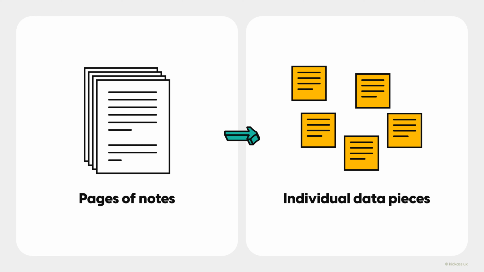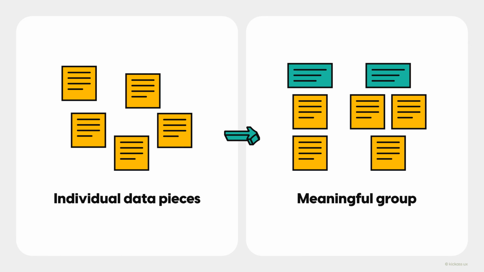So for example, let's say you just conducted 6 user interviews. You'll have pages and pages of notes that are not truly valuable until you break the information piece by piece. You make meaning out of these pieces by grouping similar data into categories to see broad user trends. And that's an affinity diagram in a nutshell.